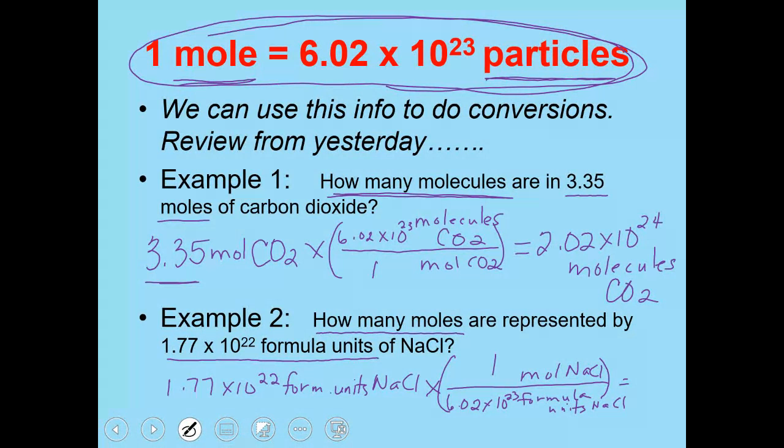But notice that so that our units divide out, up here we started with moles, so we had to put moles on the bottom. Here we started with formula units, so we had to put formula units on the bottom. So up here, Avogadro's number went on the top because the particles were on the top.